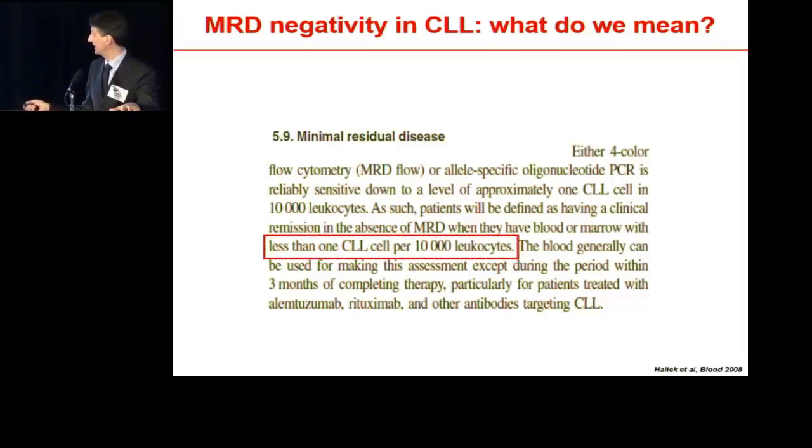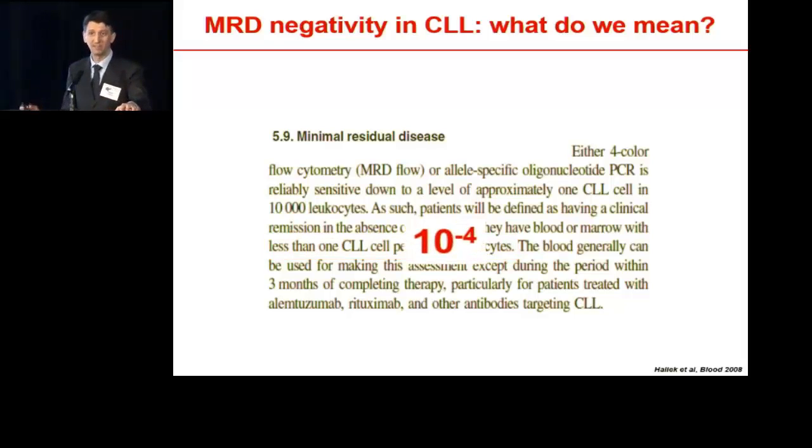And by negativity we mean not the absolute absence of leukemic cells, but only the fact that we can detect less than one cell out of 10,000 leukocytes, which means 10 to the minus 4. Please keep in mind this number because it will come back again in the next slides. So this is a technical limit.